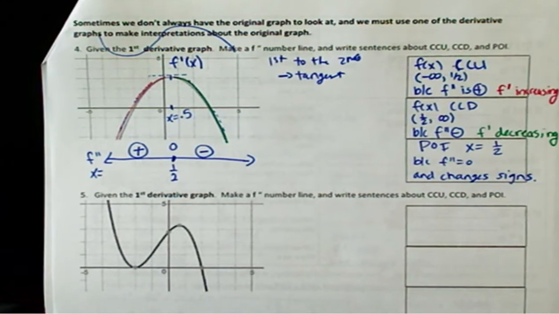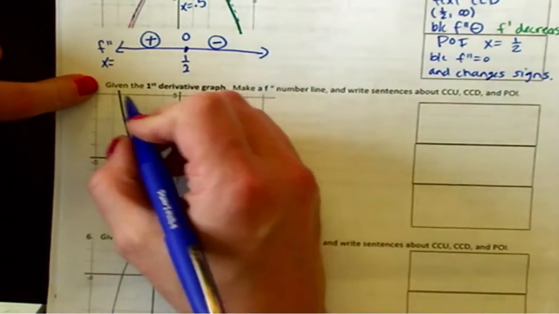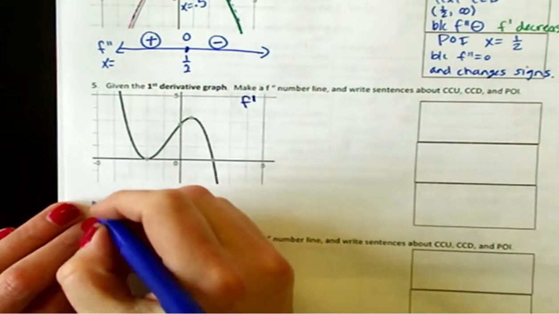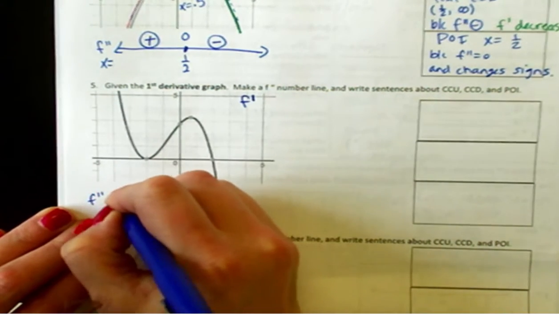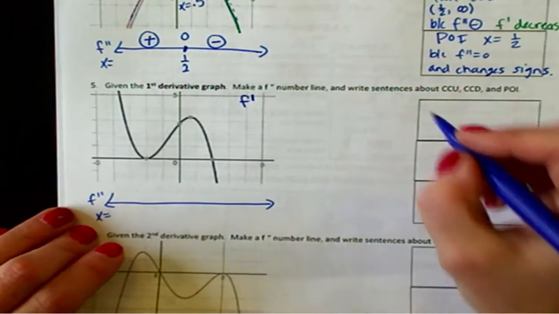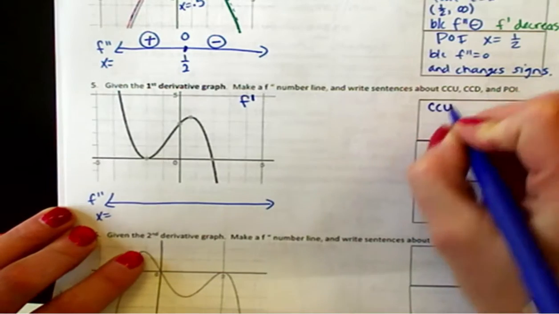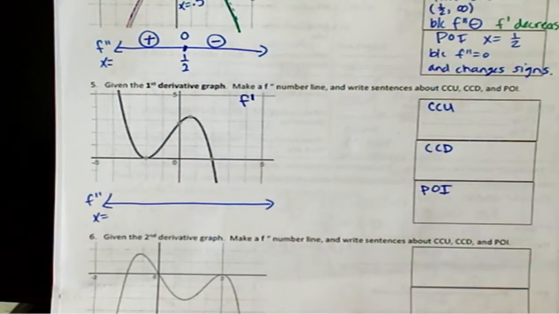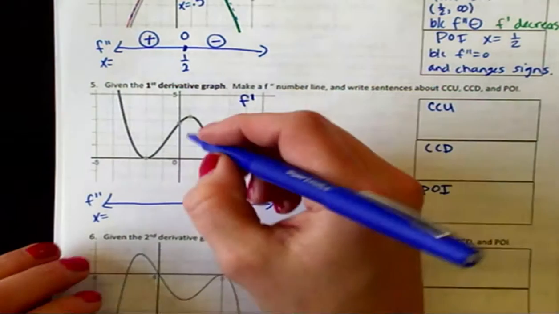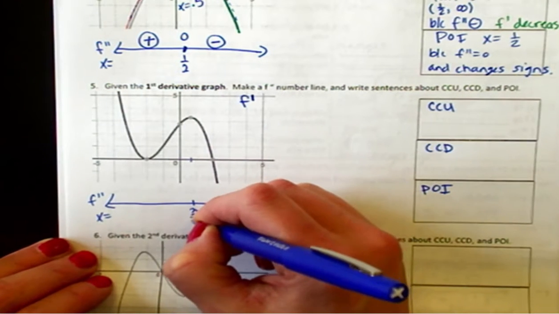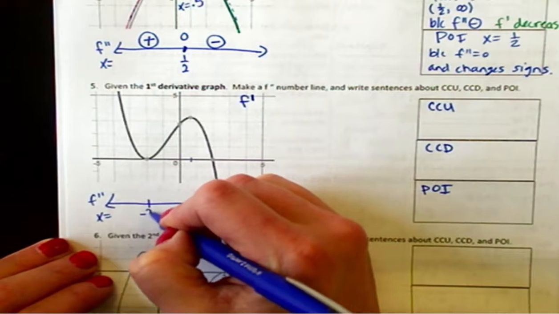Okay, so let's do the second one. Given the first derivative graph, put a big old label so you know that is the derivative we're looking at. Make a second derivative number line. And sentences about concave up, concave down, point of inflection. Let's just call this 3/4. There you go.